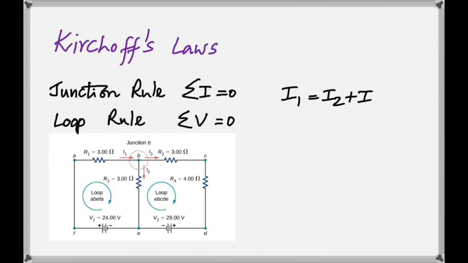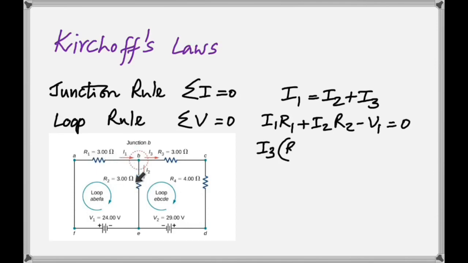So here's a diagram, and according to this diagram, what's the relation between these three? I1 is certainly I2 plus I3, right? I1 is I2 plus I3. And then, depending on which loop I've taken, I can't remember, I think I've taken I1R1. So in this loop, I1R1 plus I2R2 minus.